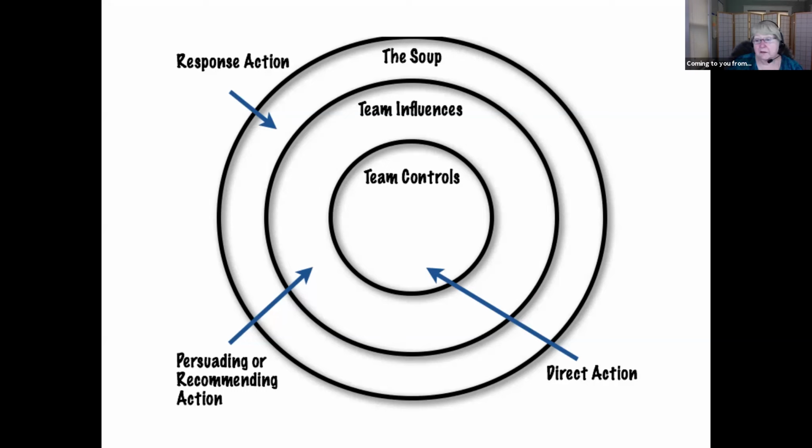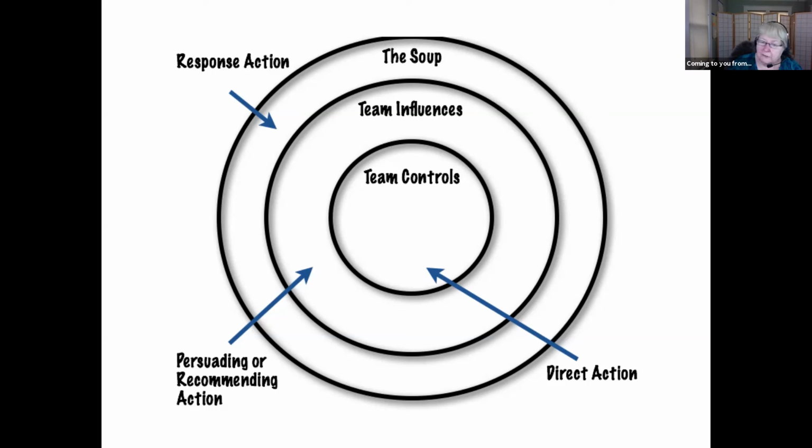That's within our control. We can decide what we want to do there, right? That's usually one way to really figure out where to help a team get started on their improvement journey: with the things that they actually can control. But eventually you get to those things that the team needs to influence, where things are happening outside of the team but are getting in their way. And so the actions that the team needs to take there are persuading actions or recommending actions.